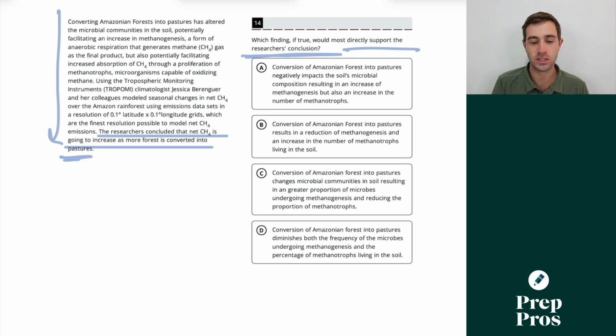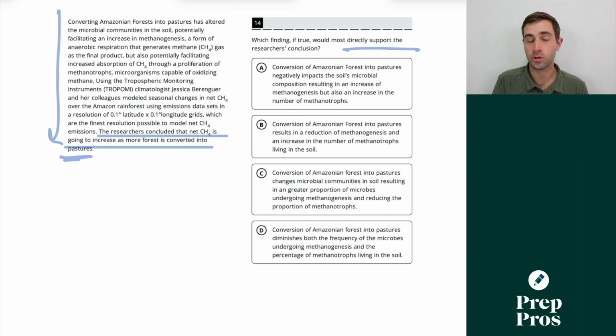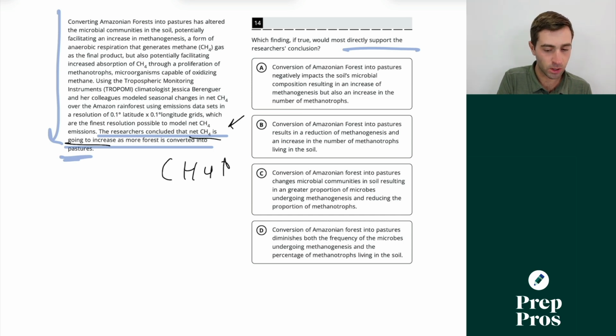The challenge that I see with so many students with these questions is they just go and read through the answers, they start finding all these little details, and their head just starts spinning and they get totally overwhelmed and lost. But if we institute a little bit of a system, we can work through these a lot more easily. So here our conclusion is that net CH4 is going to increase as more forest is converted into pastures. So basically, we just want to see CH4 going up.